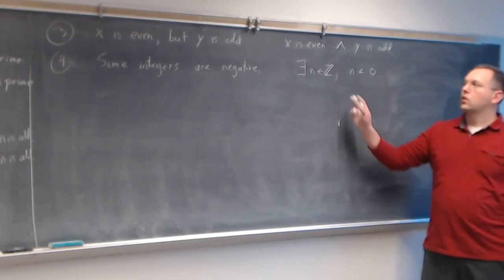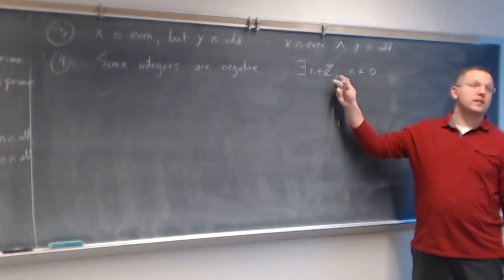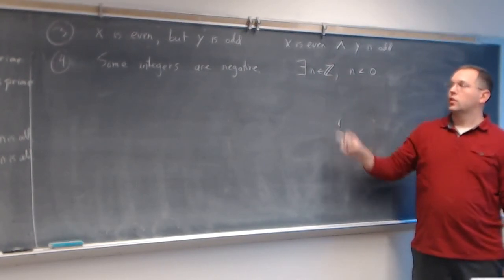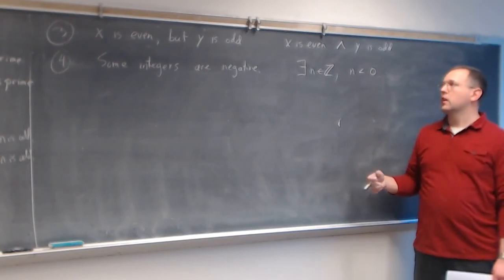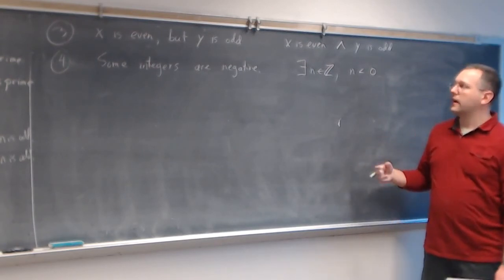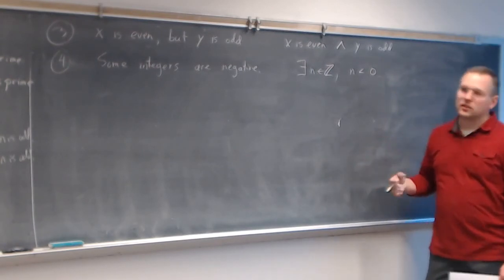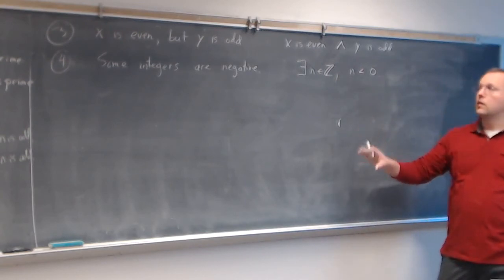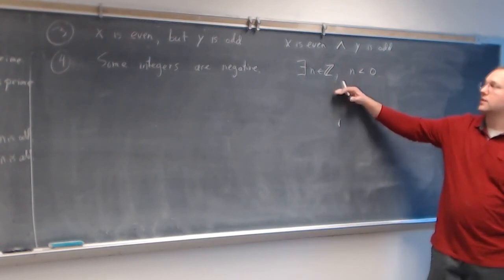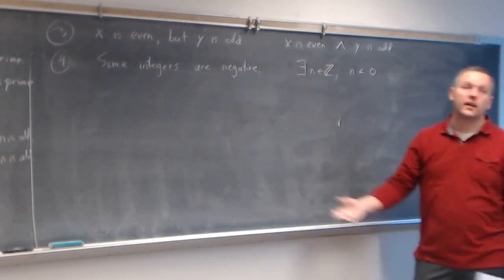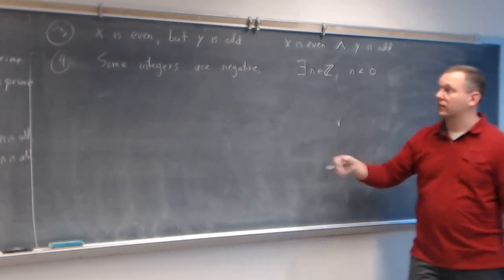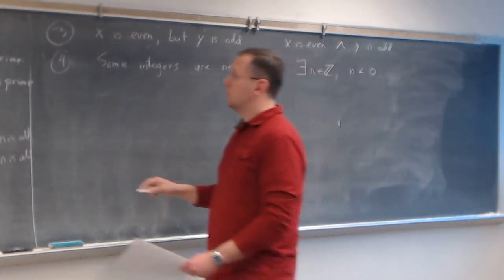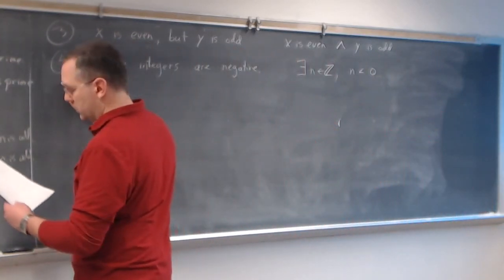So you see how, if you saw this and I said translate it back into English, you could give me a little translation like: there exists an n, which is an element of the integers, such that n is less than zero. If you wrote all those words out, that would be correct. But really the gist of this, what's it trying to say? It's trying to say some integers are negative, right? That's a much easier way to read this, to translate it.